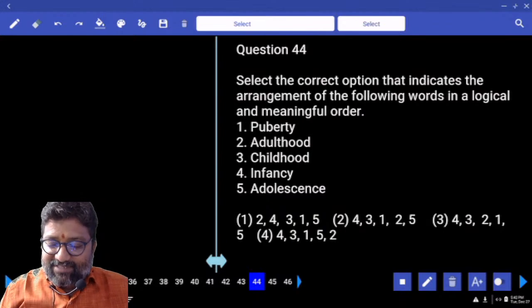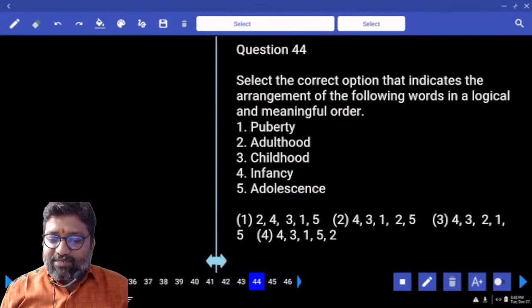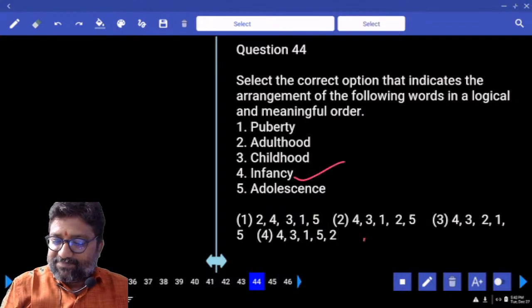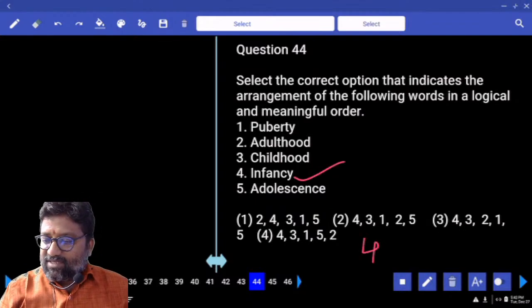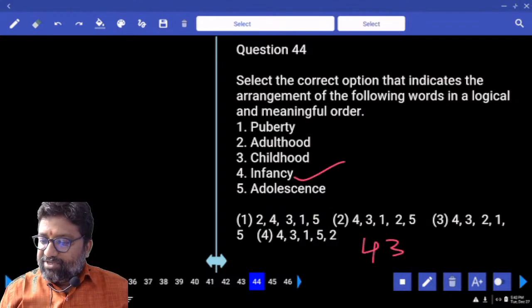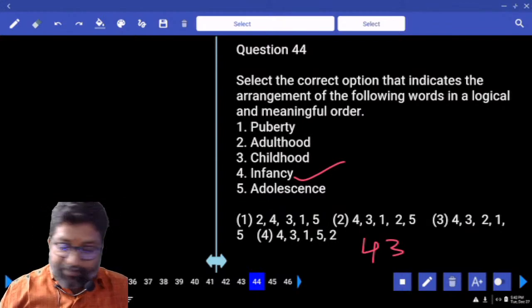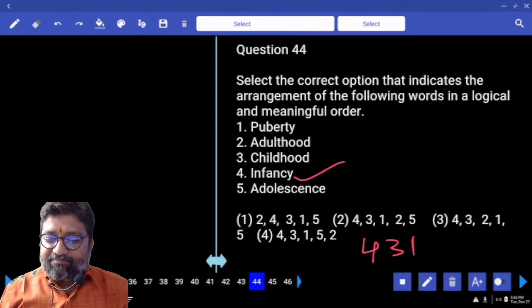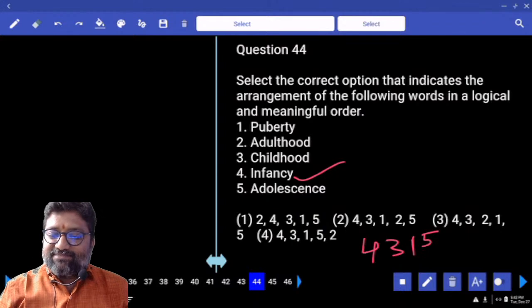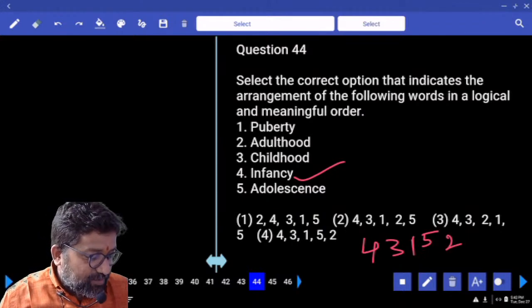Now these are different stages of human life. What comes first? Infancy. Then childhood, 4 and 3. 3 options. After childhood, you'll go for puberty. Puberty is 1. Next, after puberty comes adolescence, then adulthood. Finally adulthood. 4 3 1 5 2. Option A is the answer.